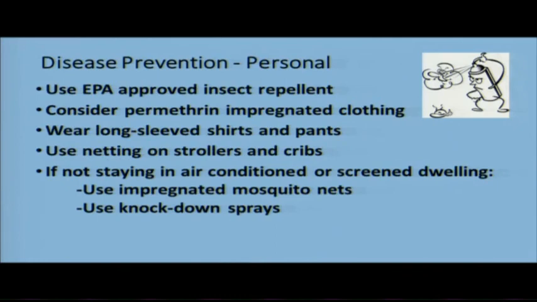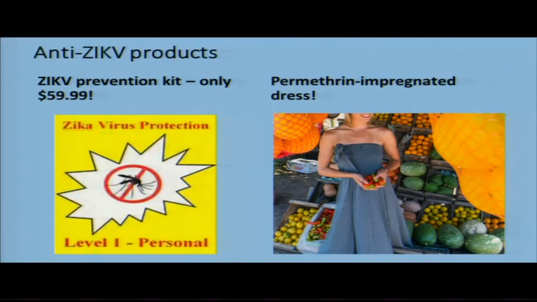And last, for personal protection, use an EPA-approved insect repellent. Consider permethrin-impregnated clothing. Wear long-sleeve shirts and pants when you tolerate it. Use netting on stroller and cribs, and mosquito nets and knockdown sprays if you're not in an air-conditioned dwelling. I think we'll stop here and let Dr. Mulligan continue.